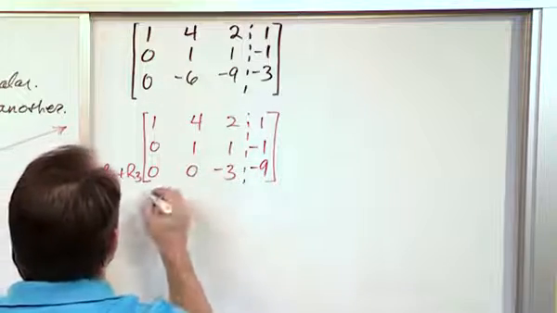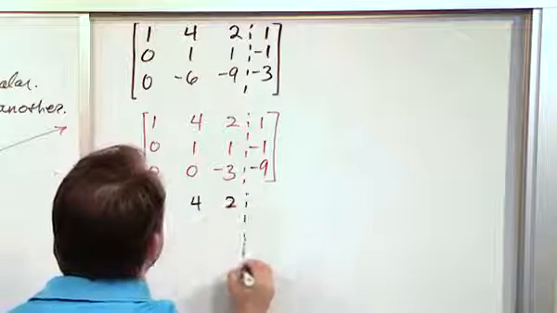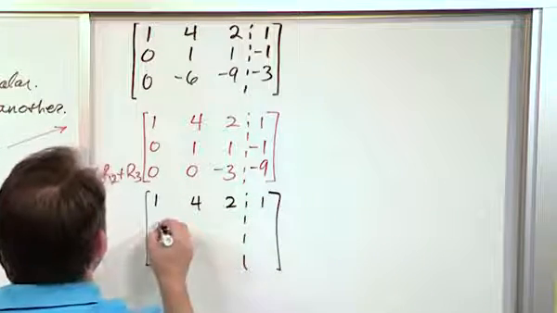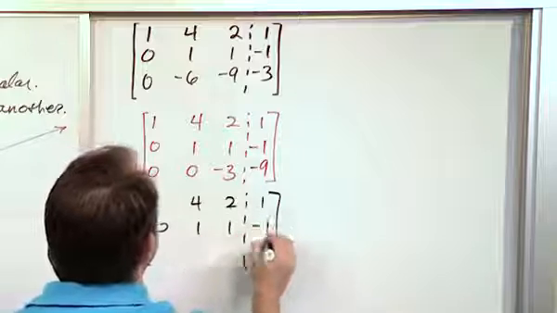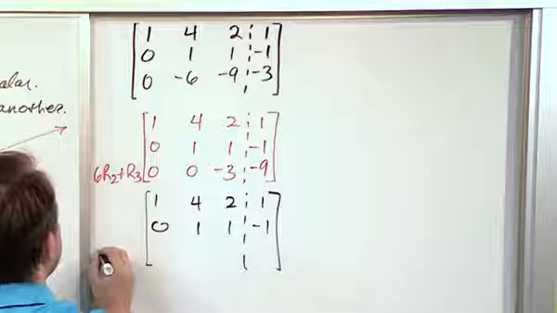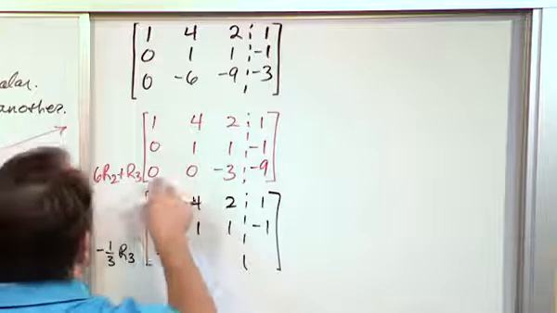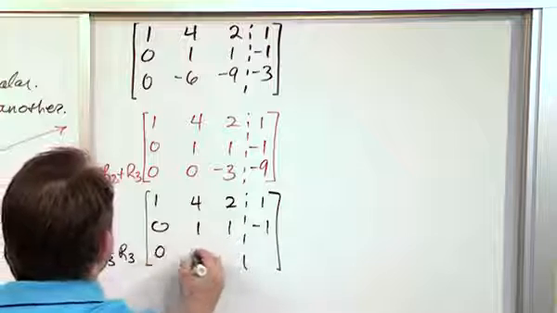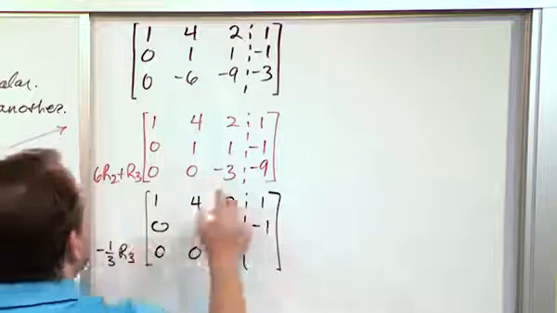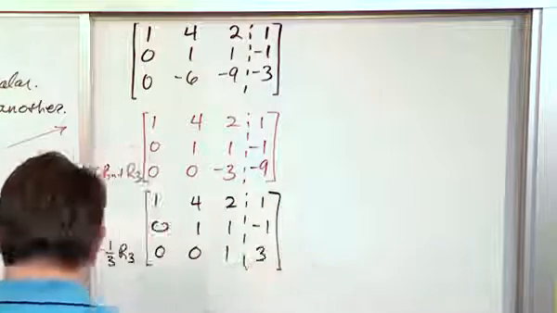So what I'm going to do is redraw the matrix below it. I'm not going to do anything to the top. I'm not going to do anything to the middle. But on the bottom one, I'm going to take negative 1/3 times R3. When I multiply it times 0, I get 0. Multiply it by 0. When I take negative 1/3 times this, I'll get a positive 1. Negative 1/3 times this will give me a positive 3.